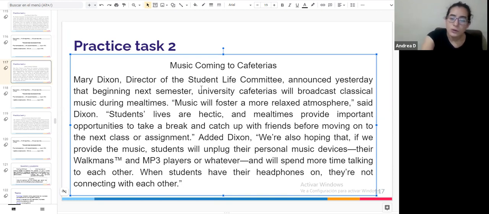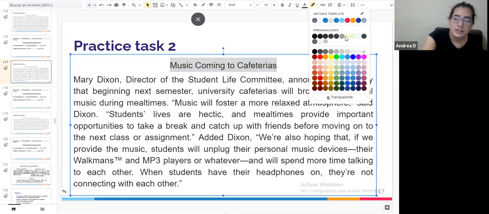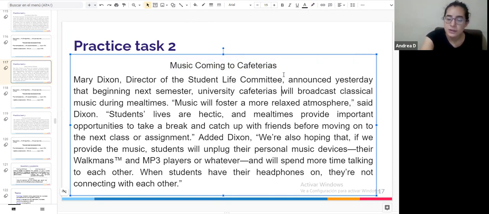Now, what you need to do is, first thing, read the title, because that's going to give you a good idea of what the change is, like a summary of the change. In this case, we have music coming to cafeterias. So that's probably what's happening.